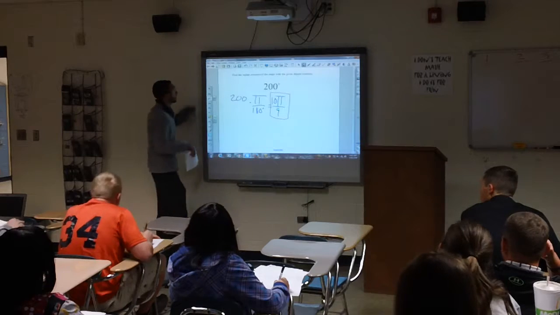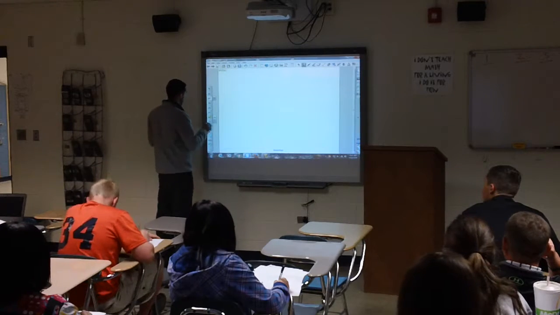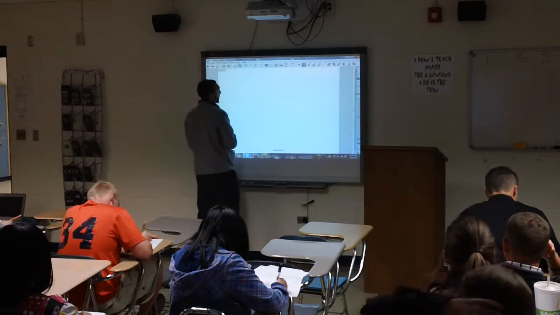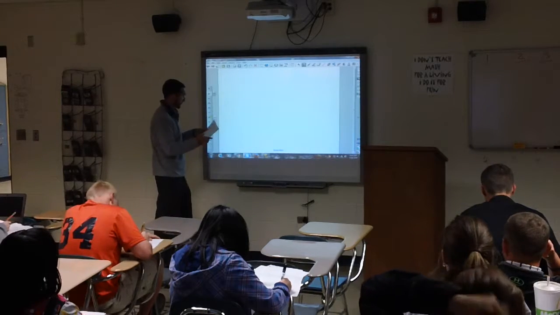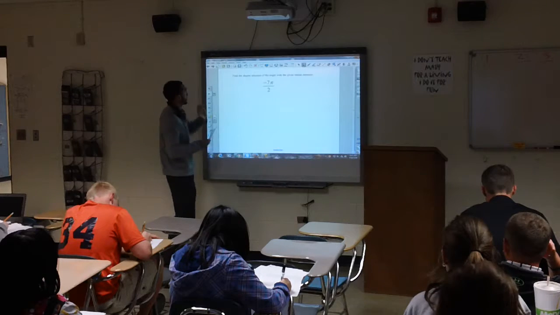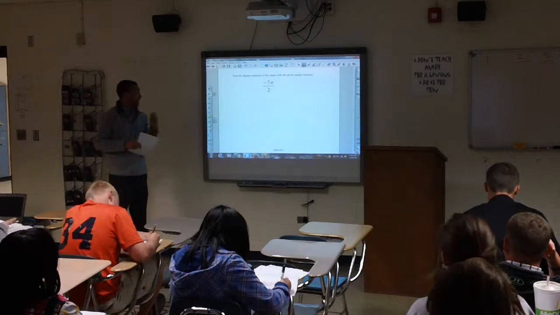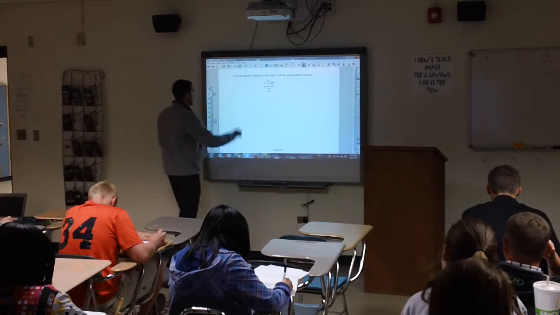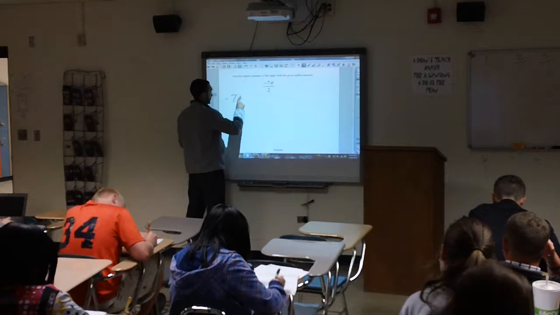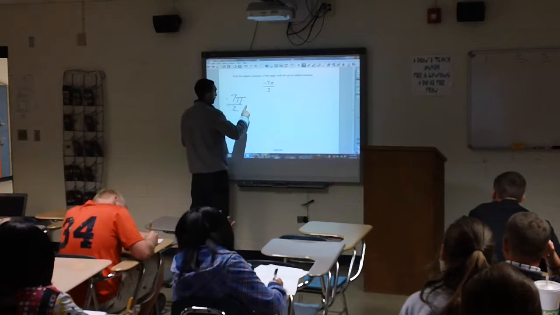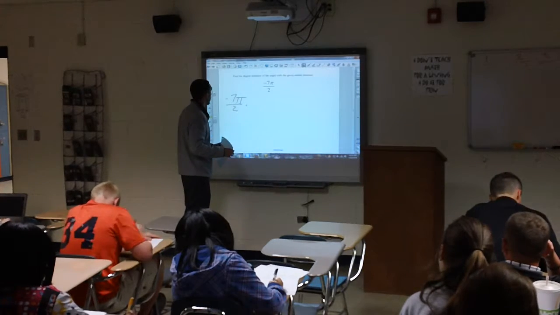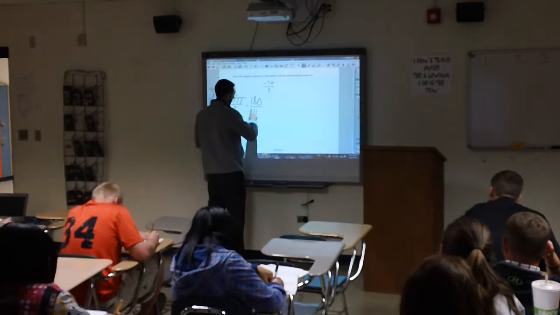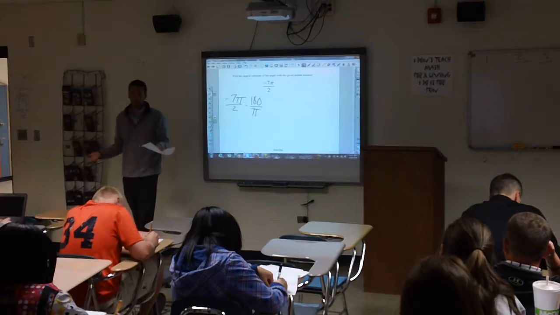That part's easy. One that wasn't on our notes, but someone brought it to my attention: now they want the degree measure, and it's currently in radians. To go from radians back to degrees, we take our radian measure and multiply it by 180 over pi. So just the other way around.